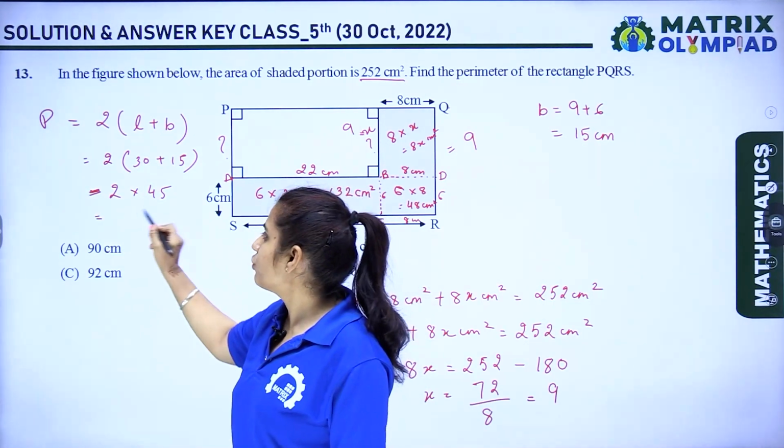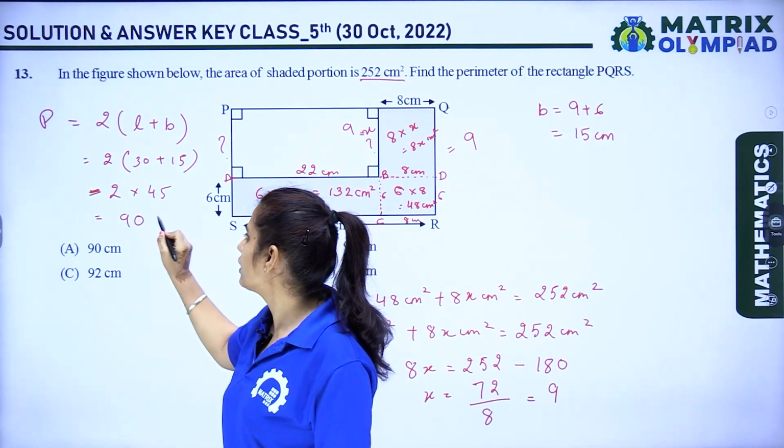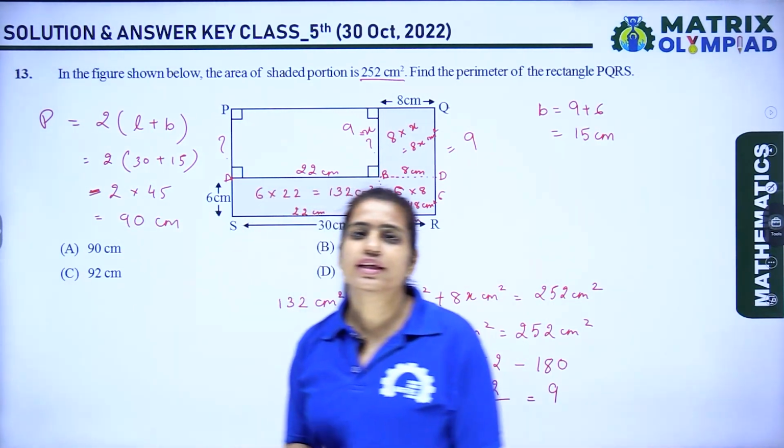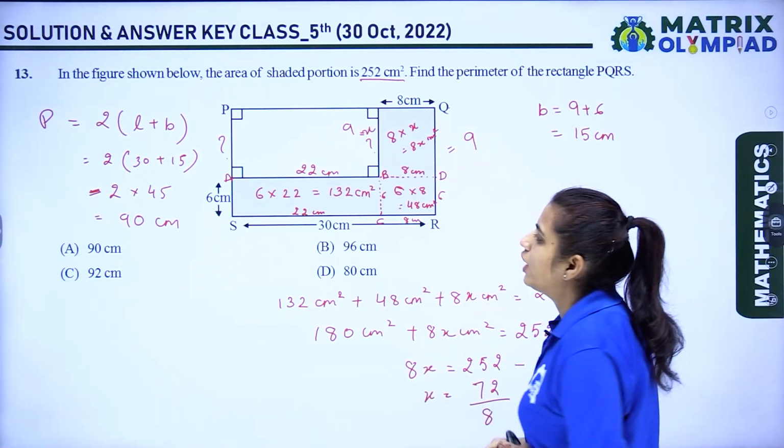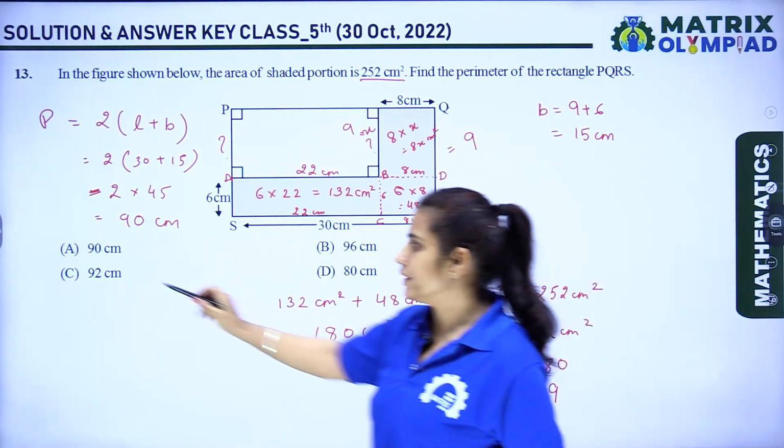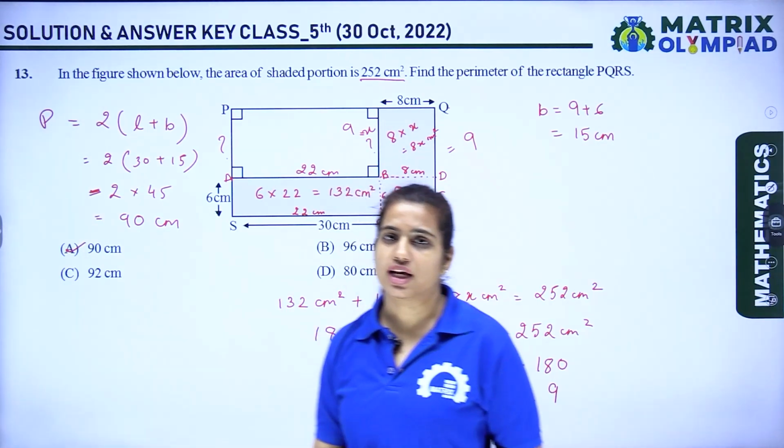So here 2 times 45 is 90 centimeter. So 90 centimeter is the perimeter of PQRS. So according to the options, we can say that option A is the correct answer.